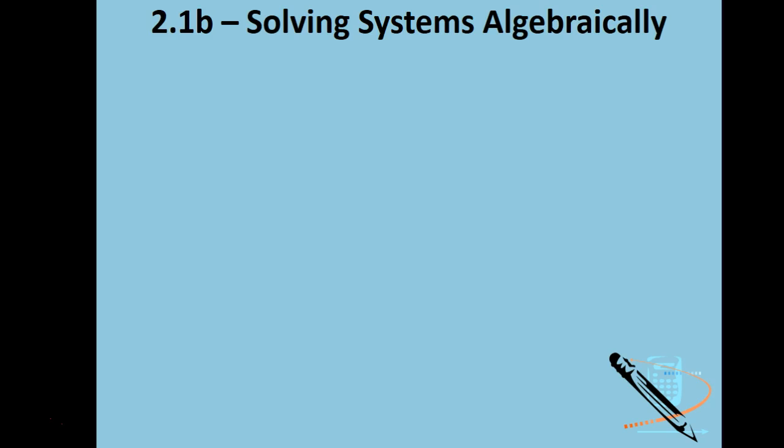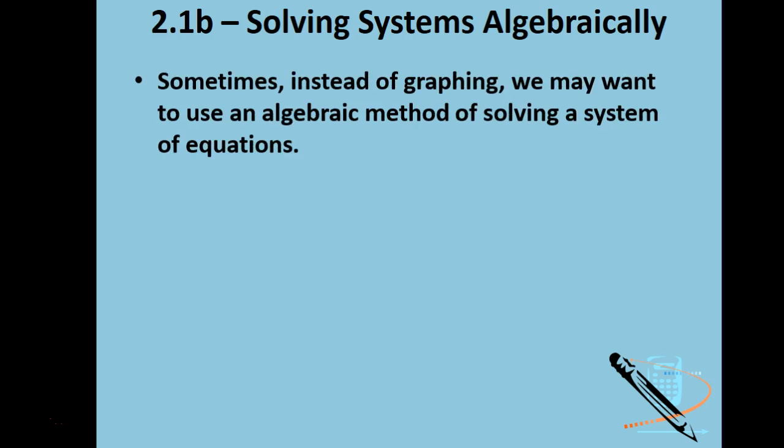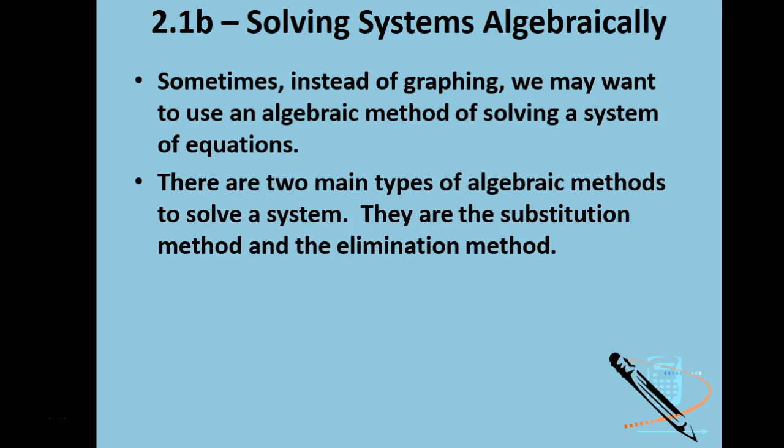Well, you can imagine that sometimes that might get a little bit difficult to deal with. Sometimes problems aren't that easy to graph, and we might want to find some alternative measure in order to do this. So today we're going to begin looking at solving them using algebraic techniques. And we're going to learn two major techniques that we use when we're solving systems algebraically. So again, sometimes instead of graphing, we may want to use an algebraic method. And the two main types of algebraic methods are the substitution method and the elimination method.